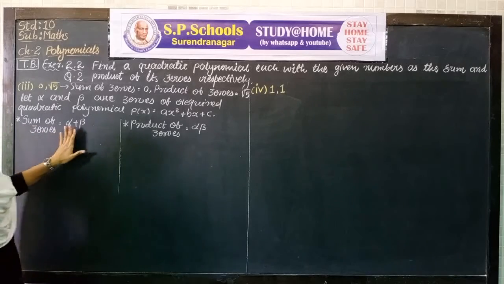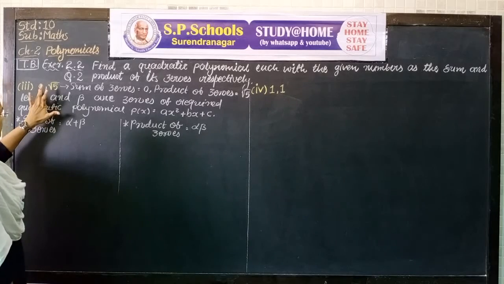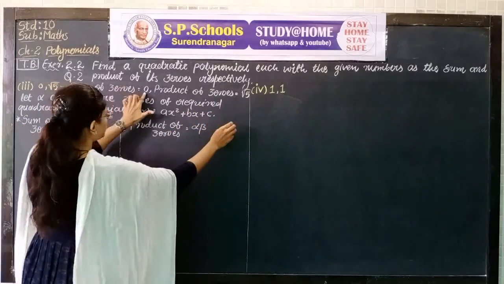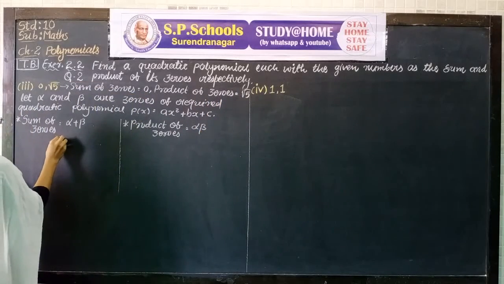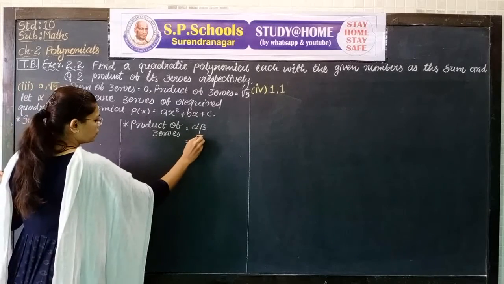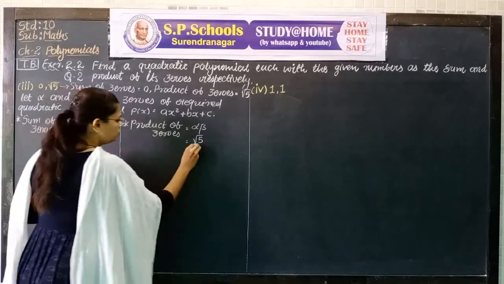Now the values of alpha plus beta and alpha into beta are given. Alpha plus beta is 0 and alpha into beta is root 5. The sum of zeros is 0 and the product of zeros is equal to root 5. We put 0 here and root 5 here. See, nothing in the denominator, then we put 1.